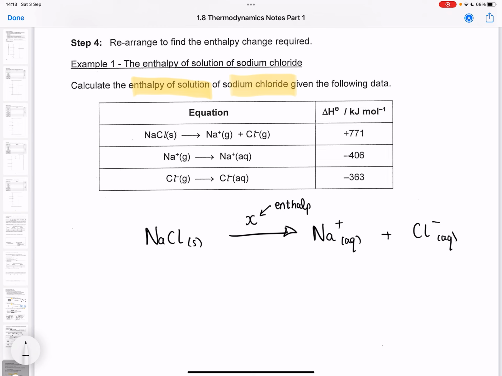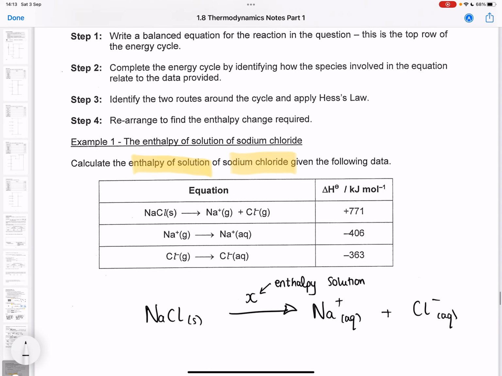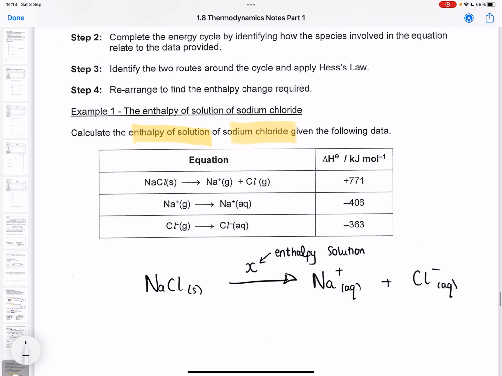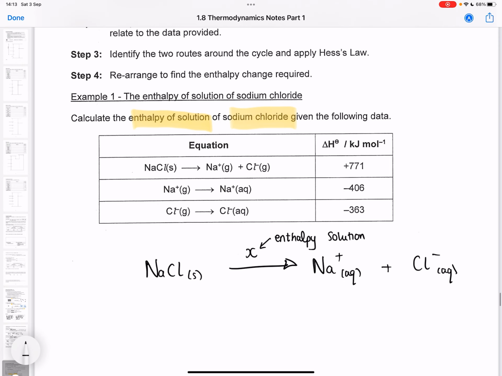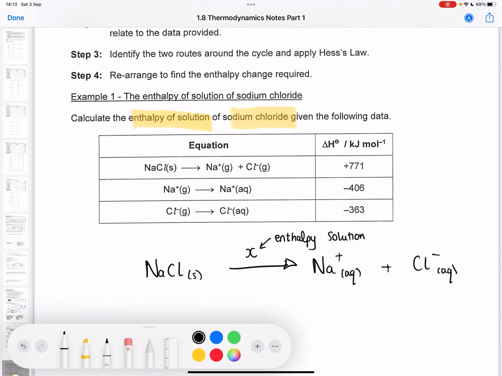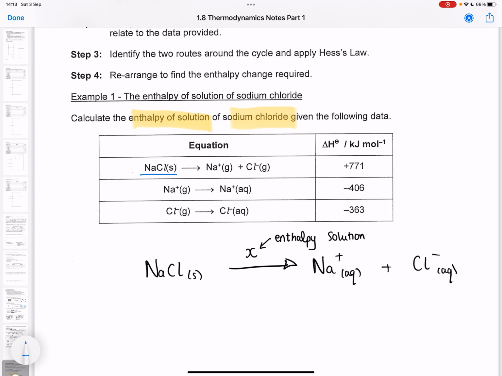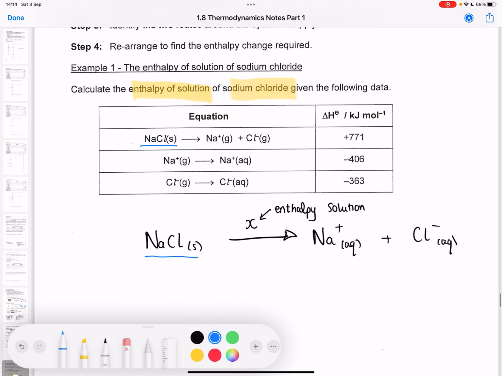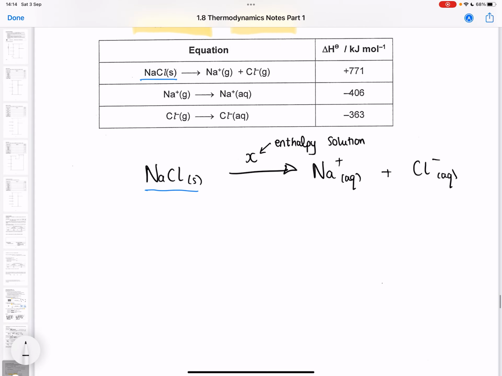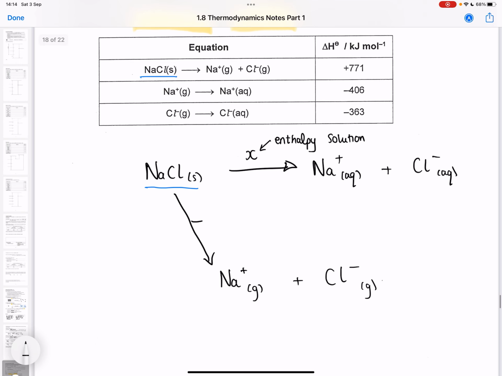So we need to think what we have to do, and we look at what data we've been given. So let's look at the table. So step 2, complete the cycle by looking at what you've been given and putting it into the cycle. So let's find some common features. We've got an NaCl solid here and an NaCl solid here. And so we can see that NaCl solid goes to Na+ gas and Cl- gas. So we're going to do Na+ gas and Cl- gas, and we can see that that arrow is plus 771. Make sure you've got state symbols, make sure you label your arrows.